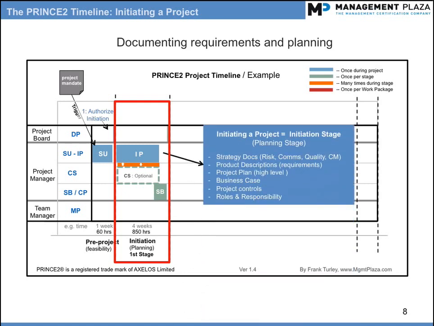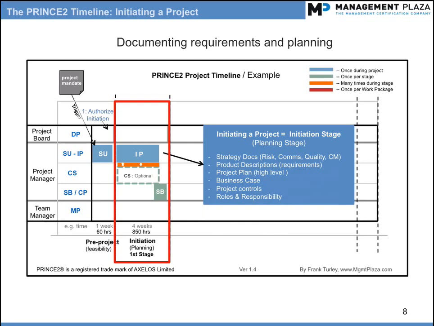The initiation stage has the following main outputs that form part of the project initiation documentation, or PID for short. They are the 4 strategy documents, which are risk, quality, communication, and configuration management. These describe how these will be done during the project. Then, the product descriptions, which document the requirements. The project plan, this is a high-level plan for the whole project.